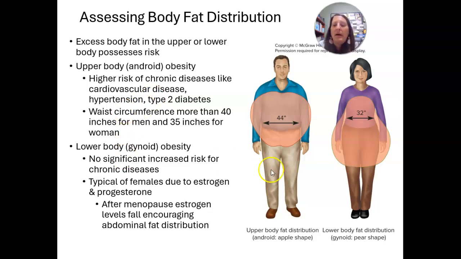Okay. On the flip side, individuals who have lower body obesity, we would call this gynoid or pear-shaped obesity. They don't have a significant risk for chronic diseases. This is a typical body shape pattern for females due to estrogen and progesterone, two hormones. After menopause, estrogen levels actually fall, and that encourages abdominal fat distribution, which is kind of a shift. And individuals who have that are going to have more of an android-shaped body.